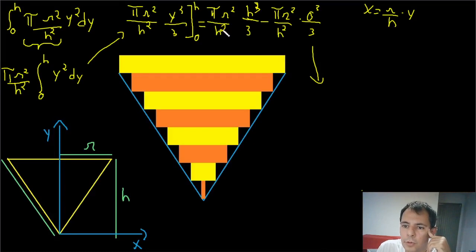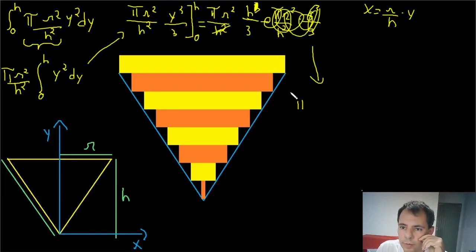Now you have an h squared here and an h cubed here, so you simplify. What are you left with? This second term is just going to be 0, because 0 cubed is 0, divided by 3 is 0, and 0 times everything is 0, so don't worry about it. You're left with pi r squared times the height divided by 3.